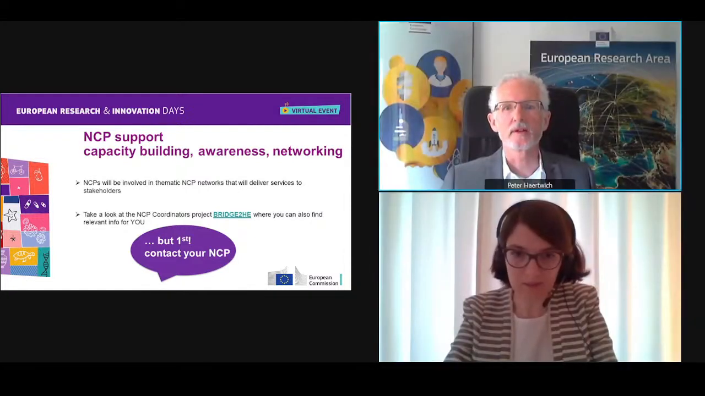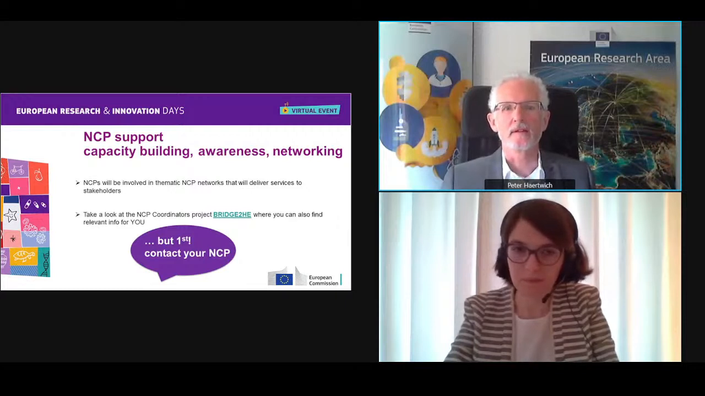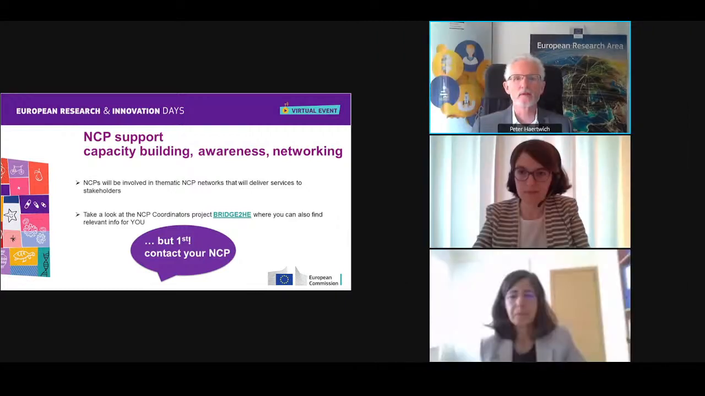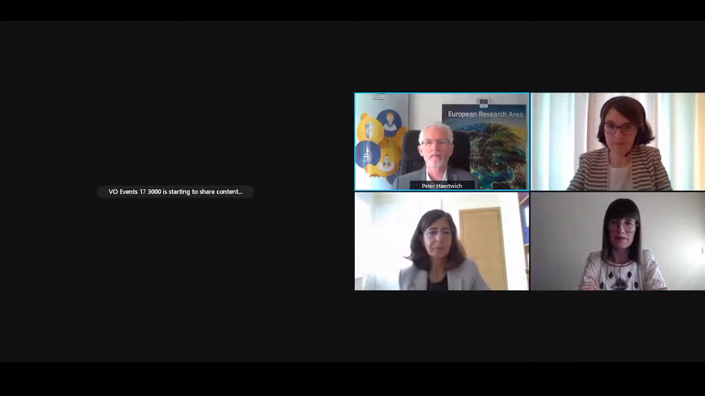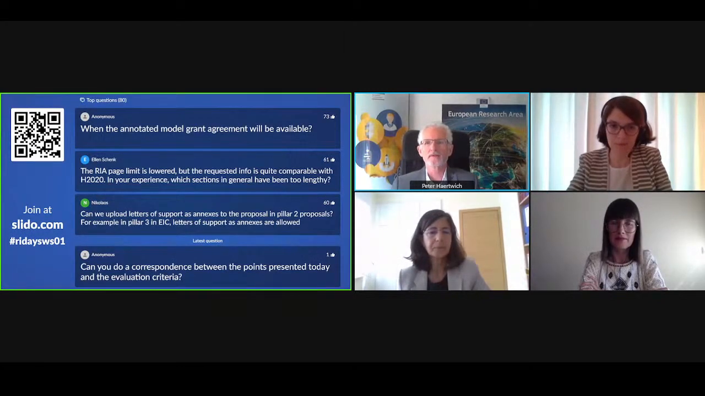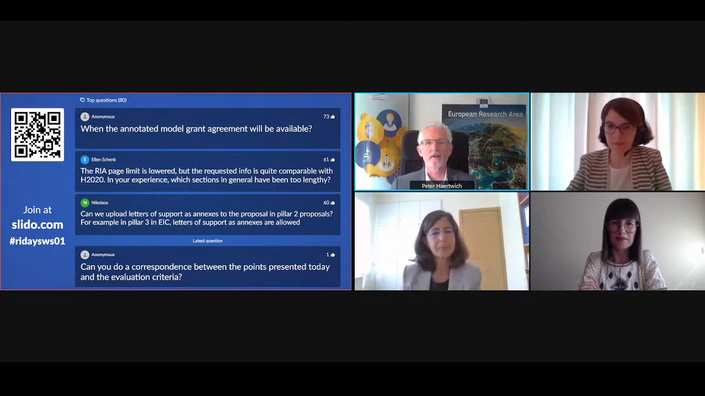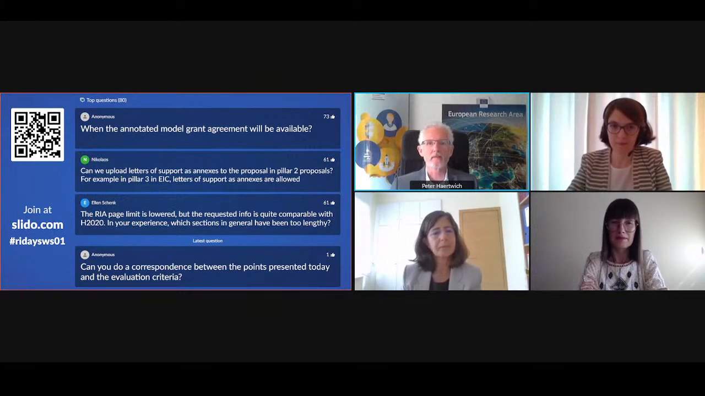Okay, annotated model grant agreement. The issue is that this will be the model grant agreement for the current programming period, it is corporate, meaning applicable to all EU funding programs. And also the annotated version will be applicable to all funding programs, and it requires internal coordination, so it will become available hopefully by September.